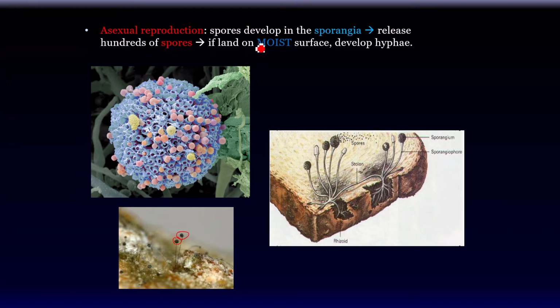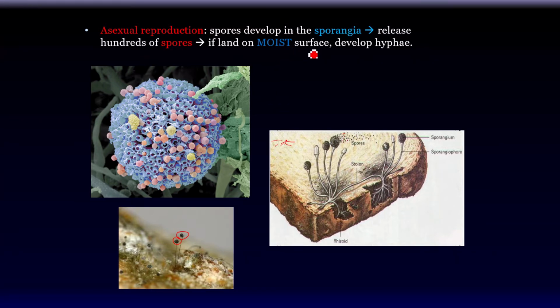Now asexual reproduction means that the spores are produced by basically a process like mitosis, and these spores develop in the sporangia. And then they are released. So here's the sporangia, and then they're released to the neighboring area, and then some of these would land over here, and they start another colony of fungi over there. Okay, they produce hundreds of these spores.